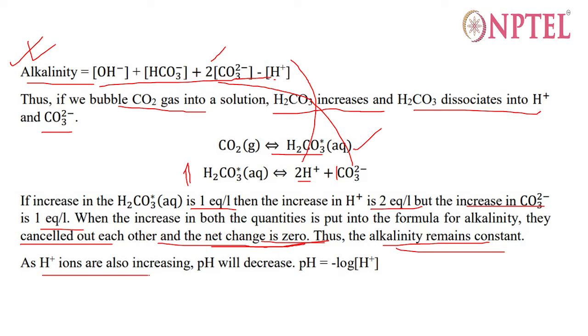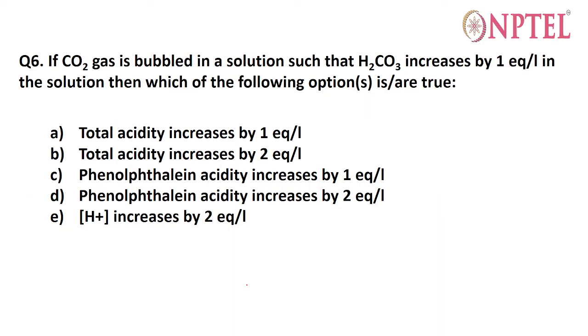And then the H plus ion concentration will increase, because it is getting dissociated into H plus. As we know that pH equals minus logarithm of H plus concentration, so as the H plus ion increases, the pH will decrease. Then the next question, number 6. If CO2 gas is bubbled in the solution such that the H2CO3 increases by 1 equivalent per liter in the solution, then which of the following options are true?